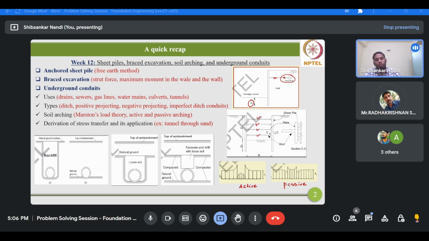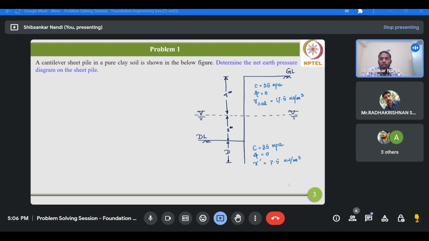Now we'll start today's session by taking problem 1, where a cantilever sheet pile in a pure clay soil is shown in the figure below, and we have to determine the net earth pressure diagram on the sheet pile. This is obviously a cantilever sheet pile wall, since we are not having any anchor by which this wall is anchored to the retained soil mass.